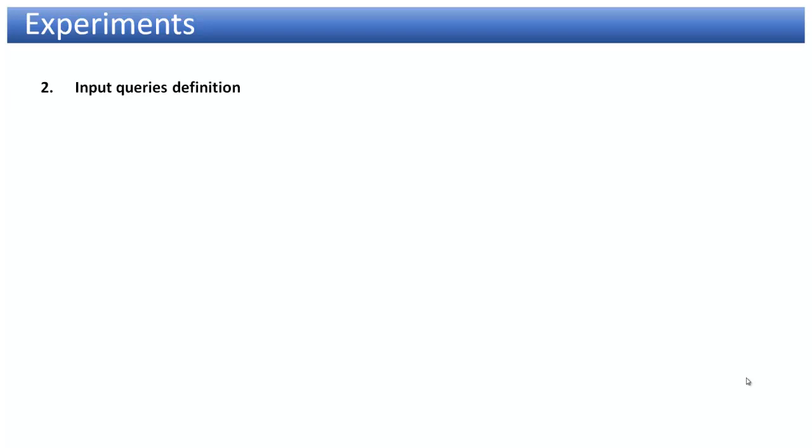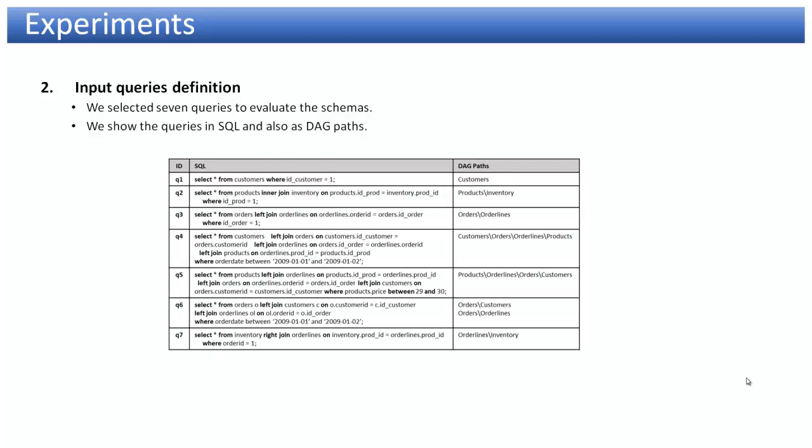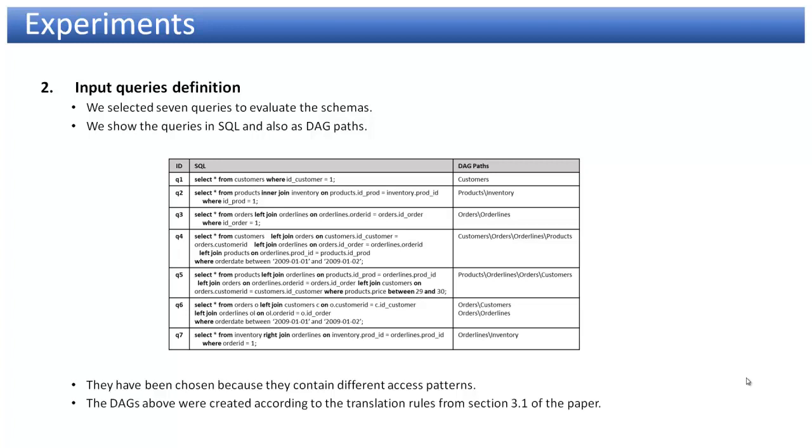In the next step, input queries definition, we selected 7 queries to evaluate the schemas. We show the queries in SQL and also as DAGs. As we can see in the table, we can see the SQL commands and the DAG paths. The queries have been chosen because they contain different access patterns. And the DAGs above were created according to the translation rules from section 3.1 of the paper.